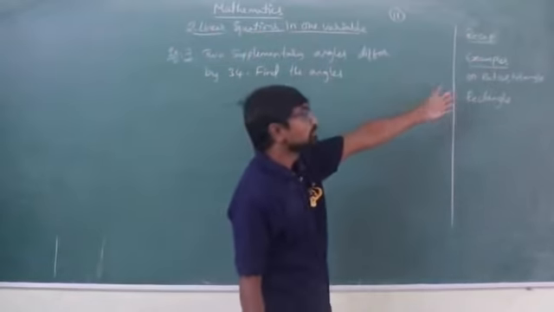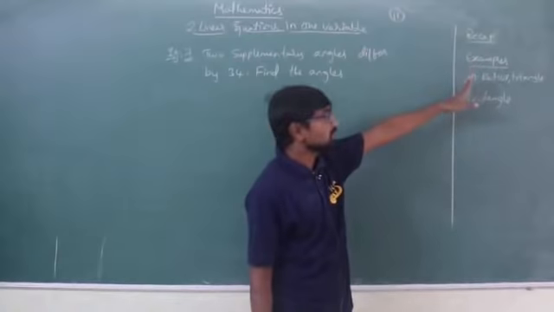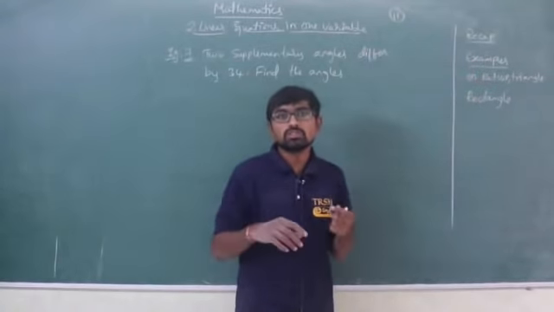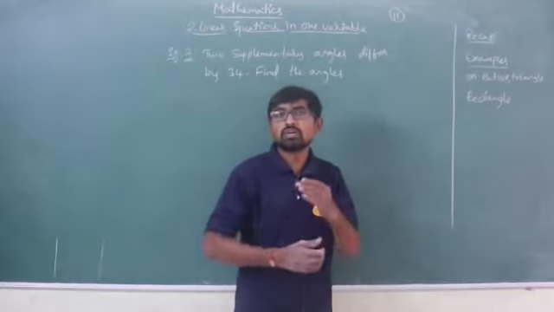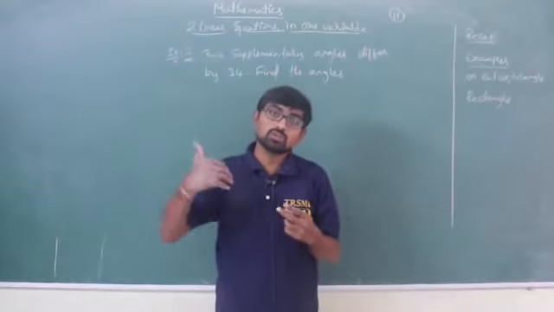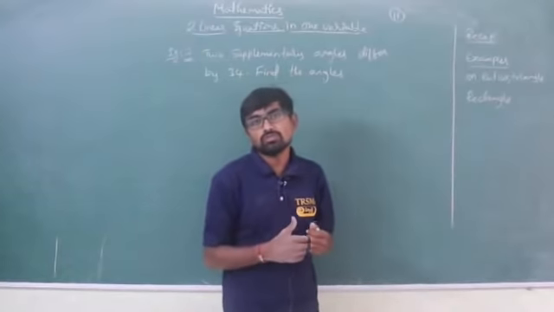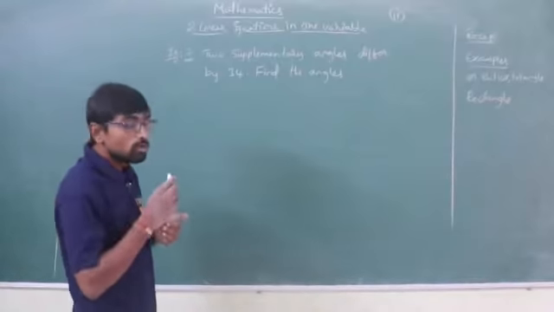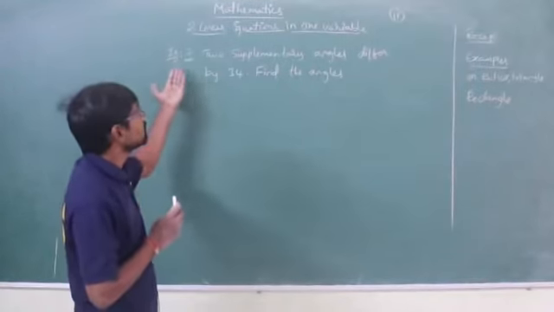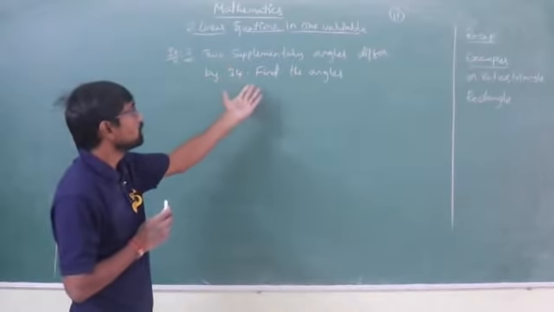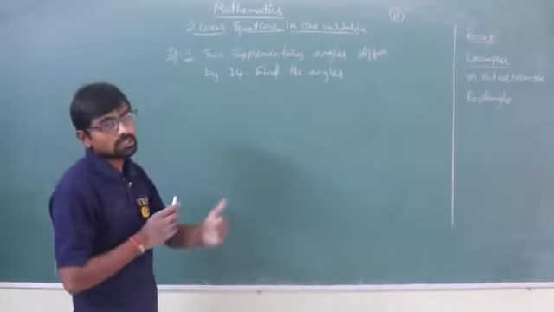We have seen word problems, which we converted into linear equation form, solved, and found the value of the variable. Now in this class we will do a few more examples. Example number 7: two supplementary angles differ by 34, find those angles.